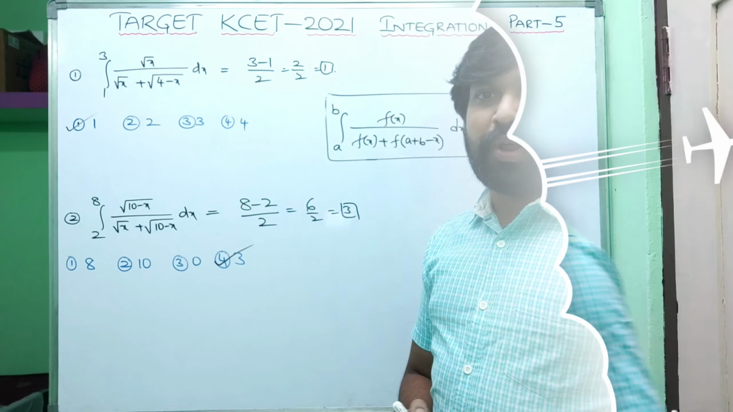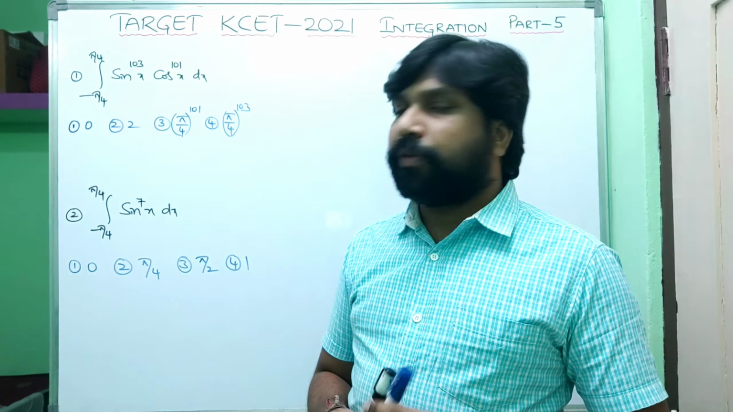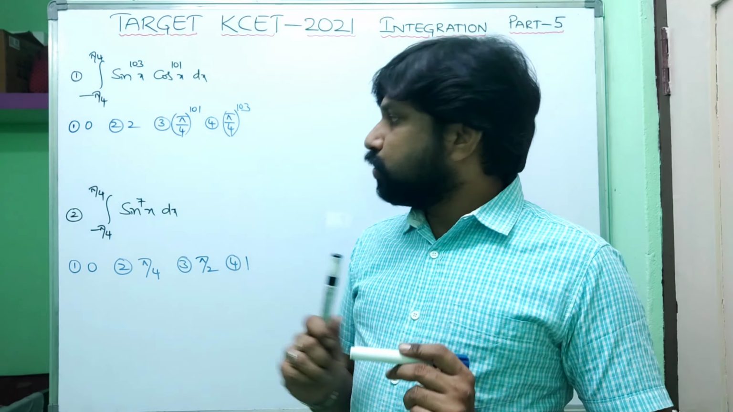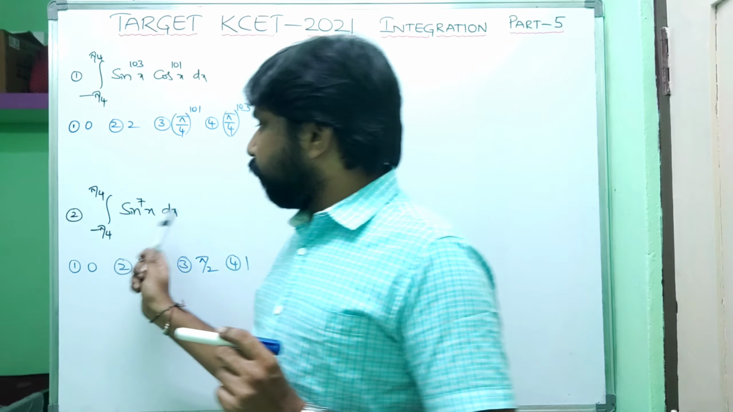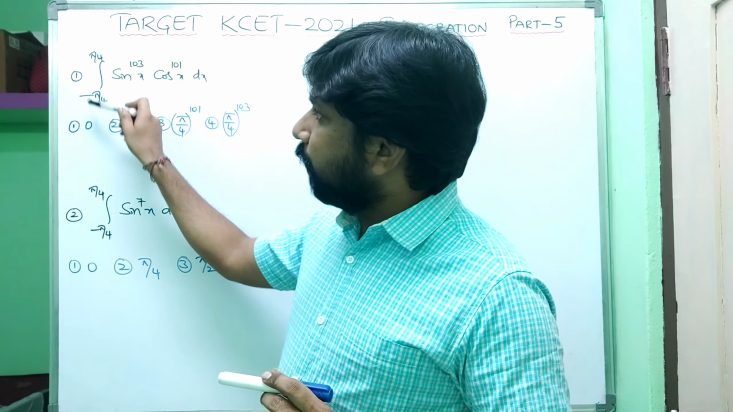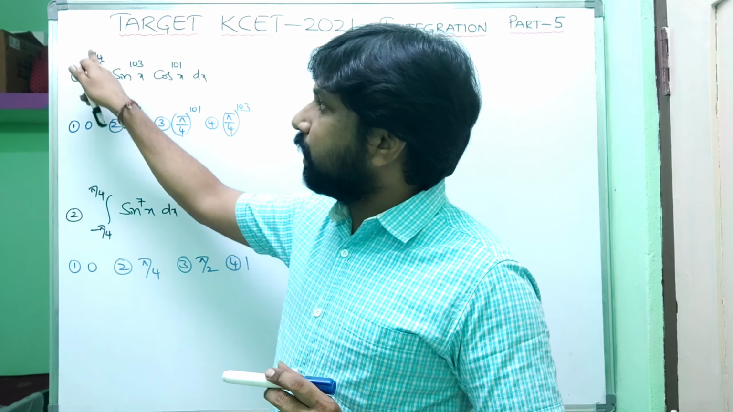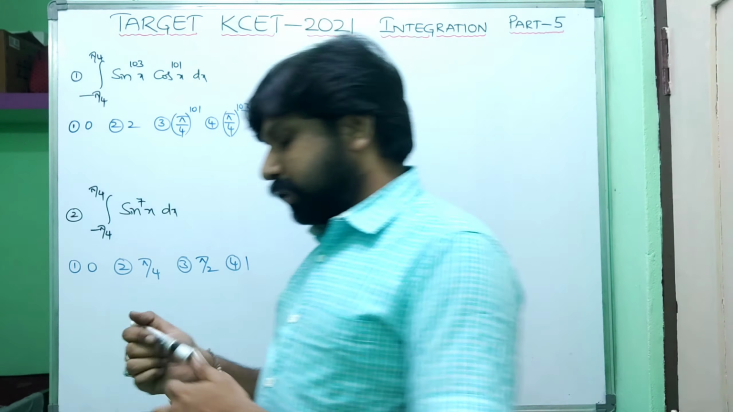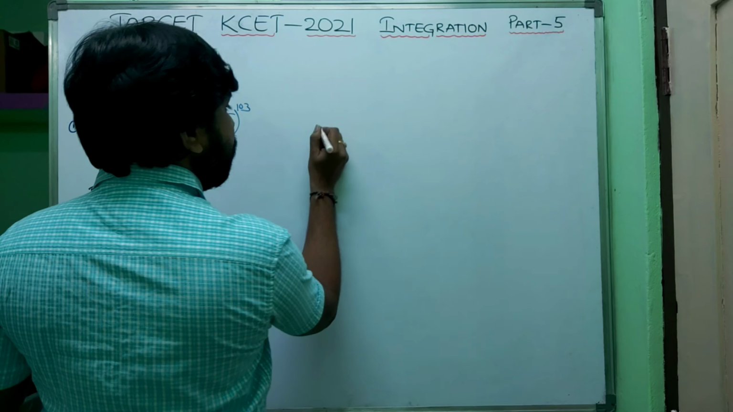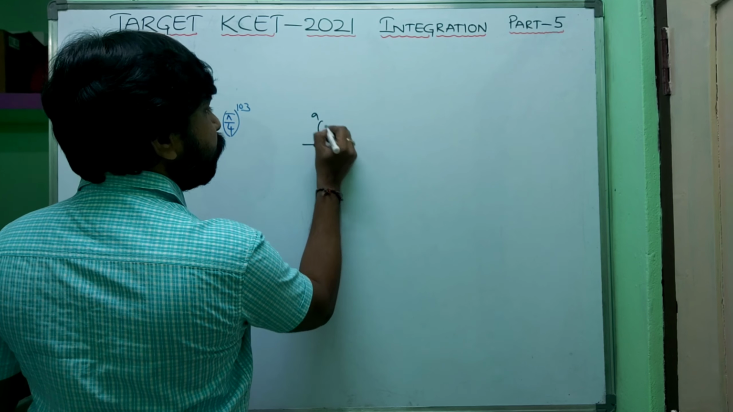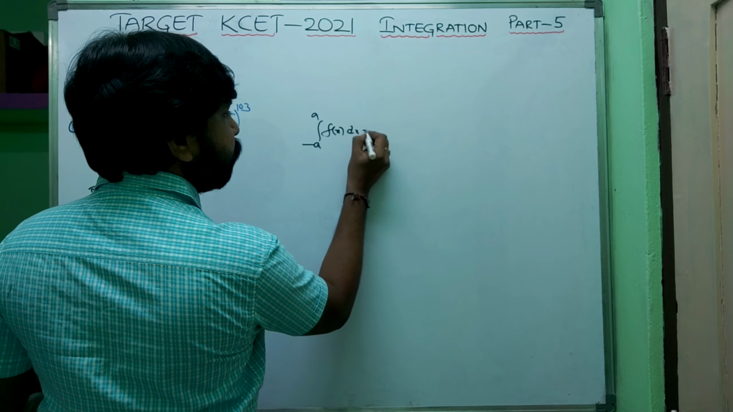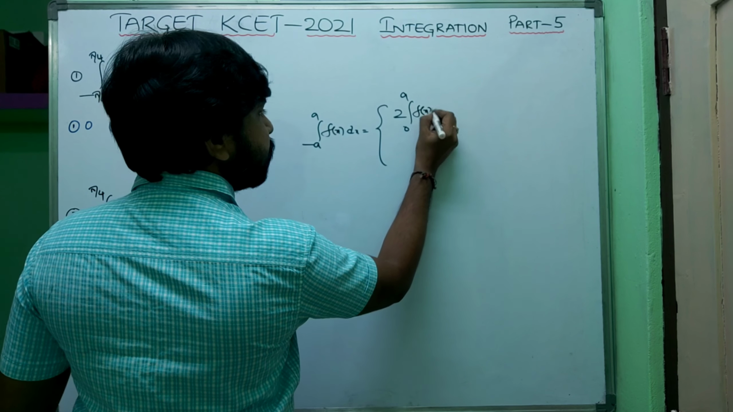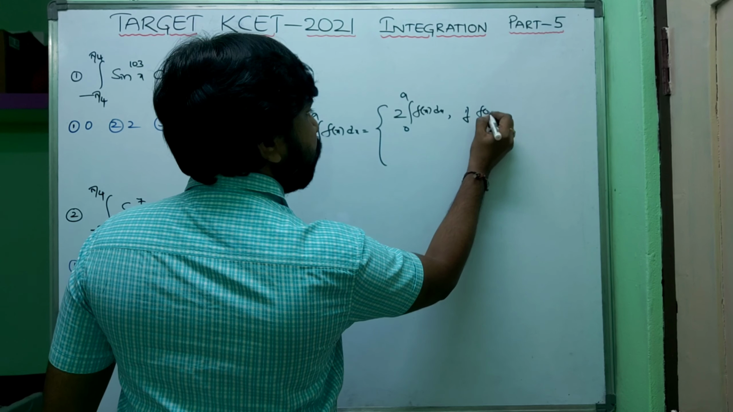I'll move to the next model: integral minus pi by 4 to pi by 4 of sin^103 x cos^101 x dx. Similarly, minus pi by 4 to pi by 4 of sin^7 x dx. Whenever the lower limit and upper limit are of the form minus a to a, there is a property related to it. Integral minus a to a of f(x) dx equals 2 times the integral 0 to a of f(x) dx if f(x) is an even function.